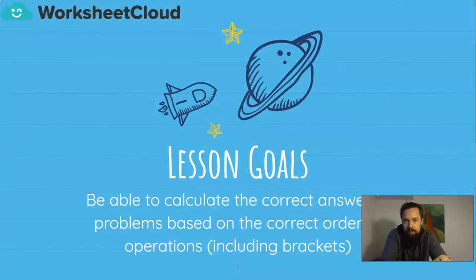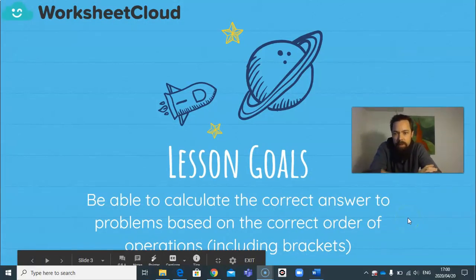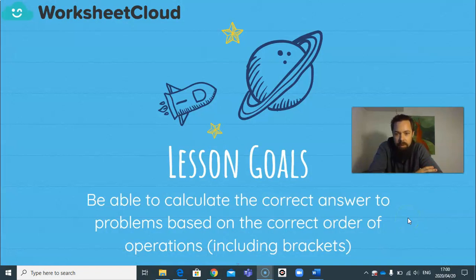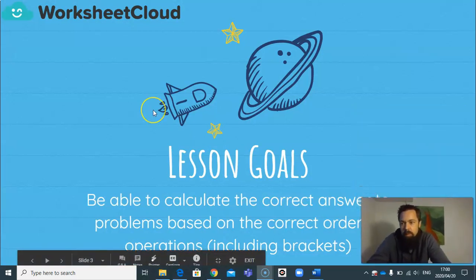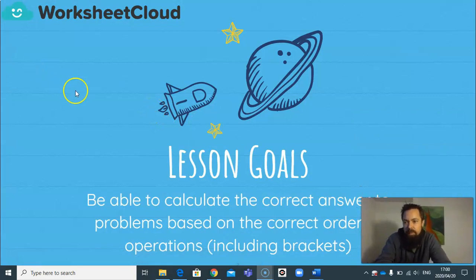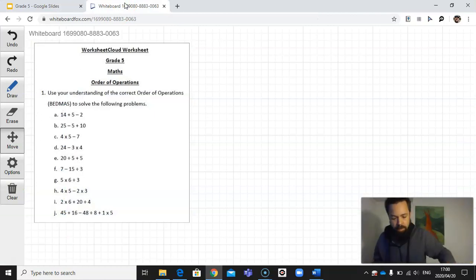So, goals for today. Our goal is to be able to calculate the correct answer to problems based on using the correct order of operations and including brackets in particular. So we'll start off by having a look at yesterday's homework as a way of revising what we've done so far, so that we can move on to a little bit more complicated BODMAS today, BEDMAS. Remember, it doesn't matter which one you use, they actually mean the same thing. It's just different words that we use for the same two things.